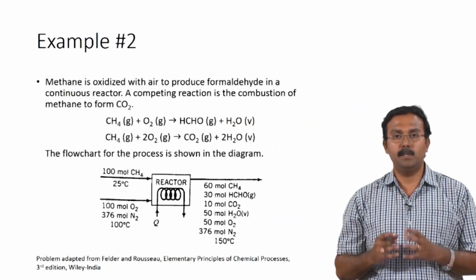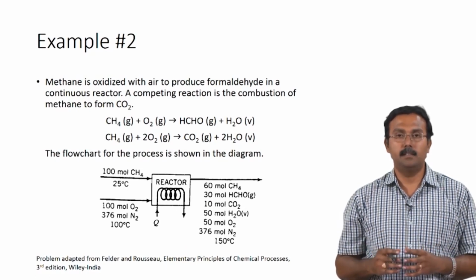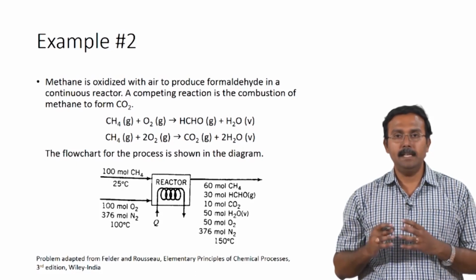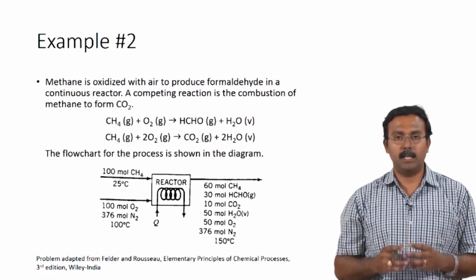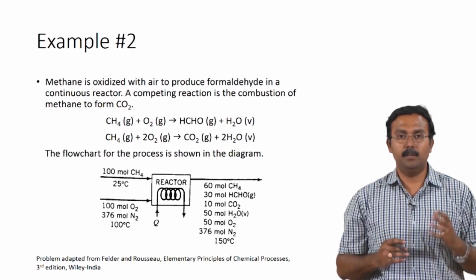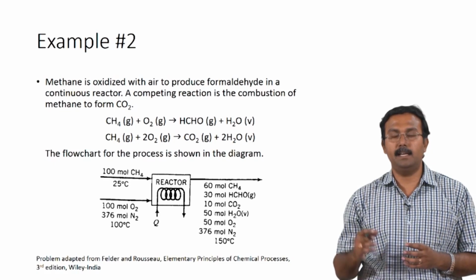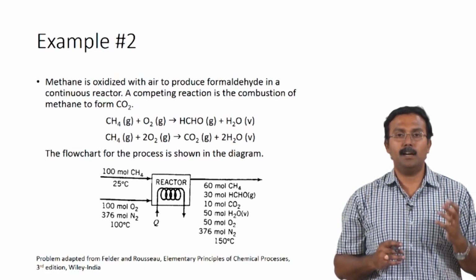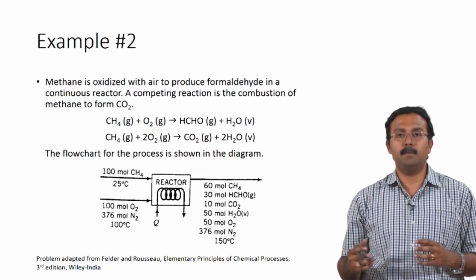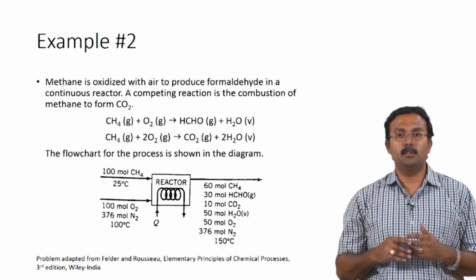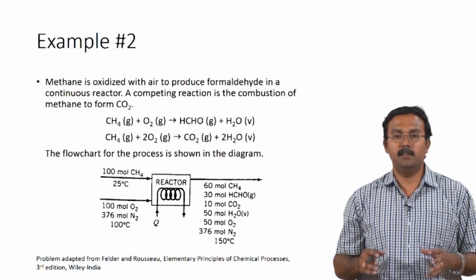Methane is oxidized with air to produce formaldehyde in a continuous reactor. A competing reaction is the combustion of methane to form carbon dioxide. So, you have 1 mole of methane reacting with 1 mole of oxygen to form formaldehyde and water. You also have 1 mole of methane reacting with 2 moles of oxygen to form carbon dioxide and water. So, the flow chart for the process is given and you have all the flow rates given.